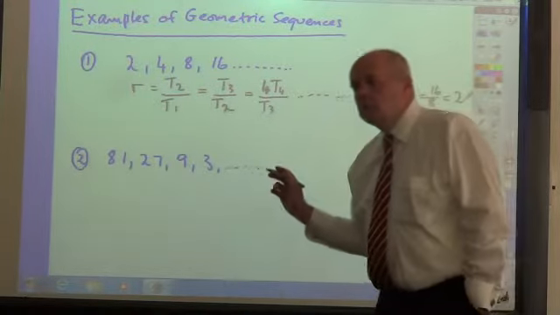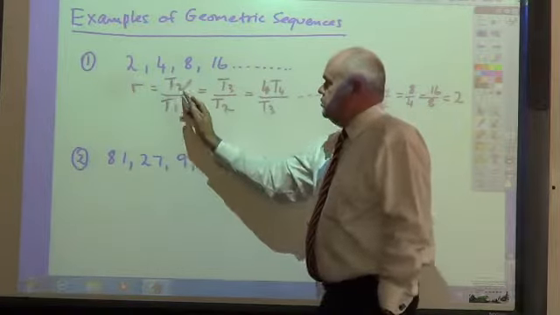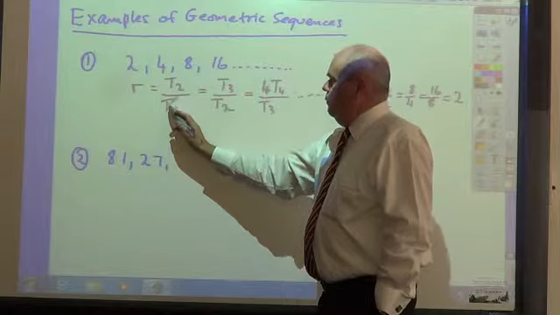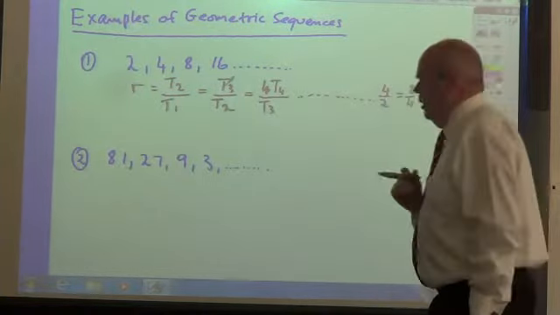Sorry, we've got a question. What is the T stand for? Term. The second term. Okay, read it backwards if you like, the second term divided by the first term must equal the third term divided by the second term, etc.